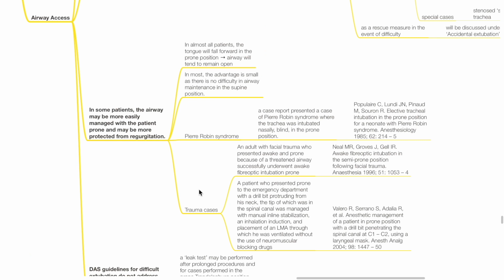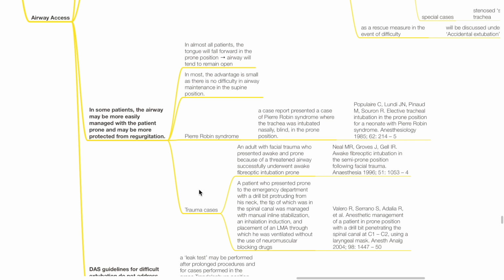In certain patients, the airway may be more easily managed with the patient prone and may be more protected from regurgitation. In almost all patients, the tongue will fall forward in the prone position and the airway will tend to remain open. In most patients, the advantage is small, as there is no difficulty in airway maintenance in the supine position. The following are examples of special cases.